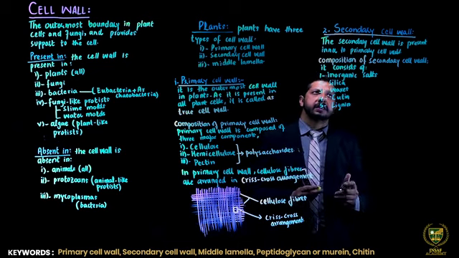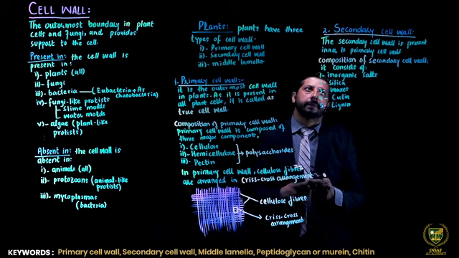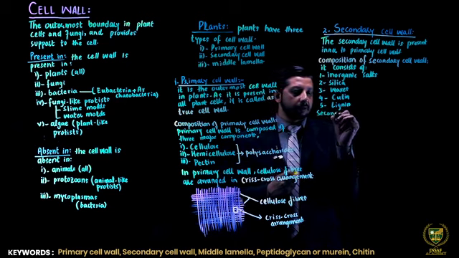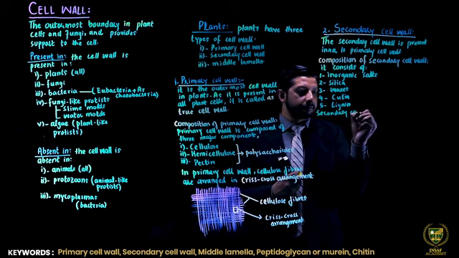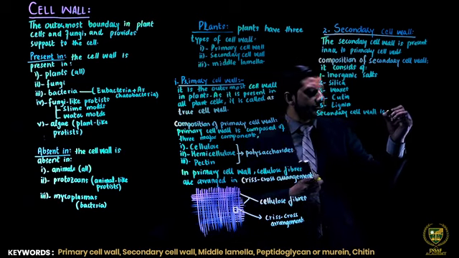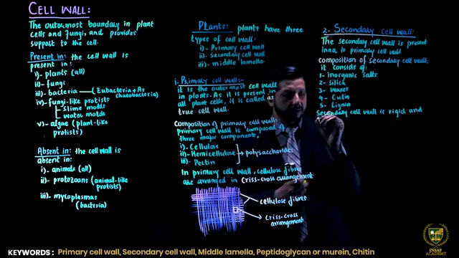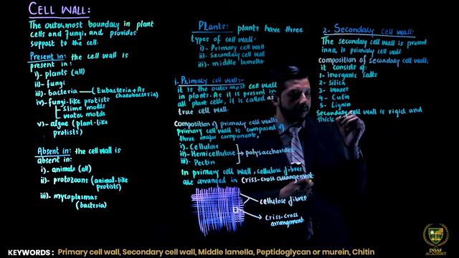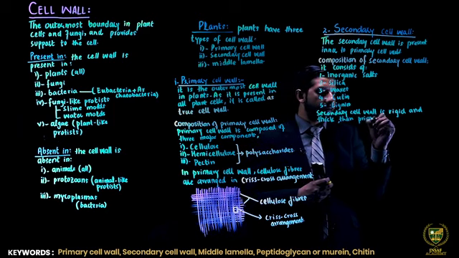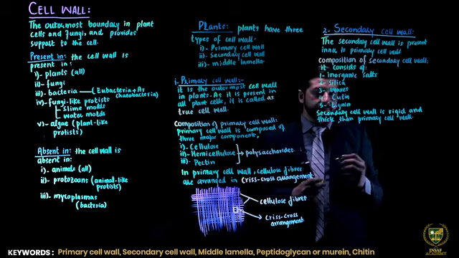इसकी वजह से secondary cell wall, it is really rigid and thick. So secondary cell wall is rigid and thick than primary cell wall. Clear?